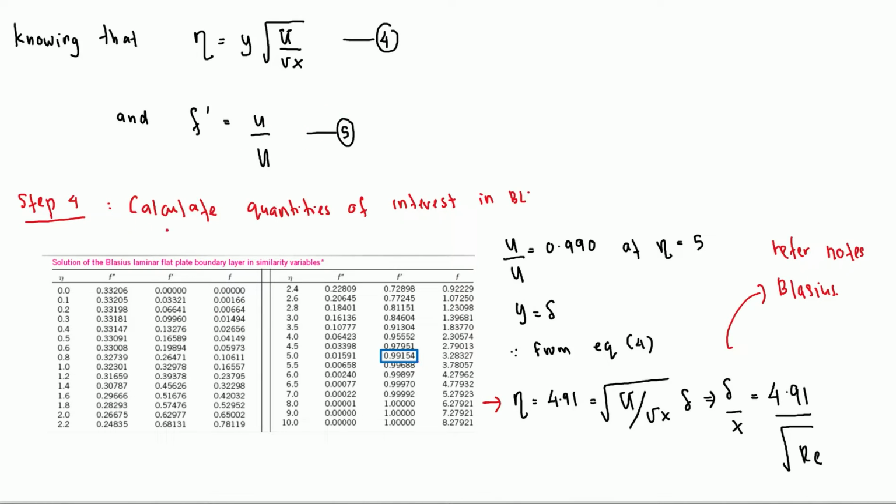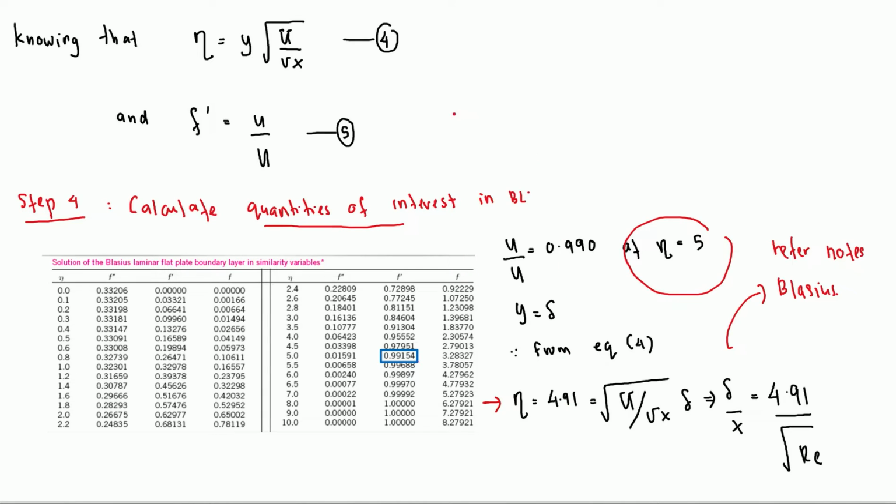So for step number 4, calculate the quantity of interest. We have several quantities of interest here. First, we want to calculate eta. From our previous discussion, we already looked at this table. This table has eta, f double prime, f prime, and f. For local U over uniform flow equal to 0.99, if we look at this table, it is at eta equal to 5. But to be accurate, we consider that eta is 4.91. I get this from the textbook.